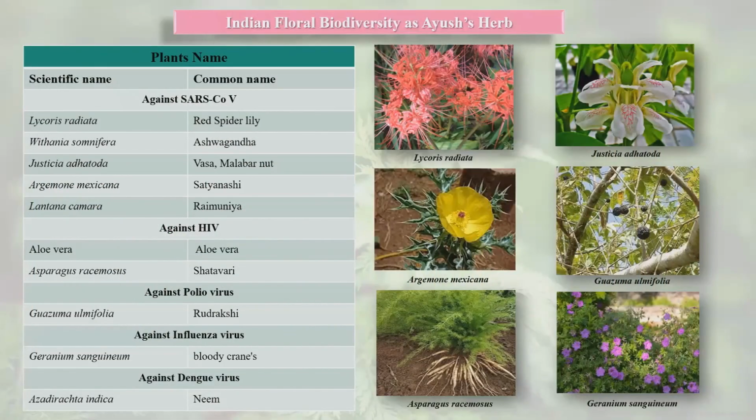Plants are the sources of new chemical entities to develop novel therapeutic agents. These are some plants which show antiviral activity against a variety of human pathogenic viruses. For example, Withania somnifera and Argemone mexicana, which are widely used to treat COVID-19.